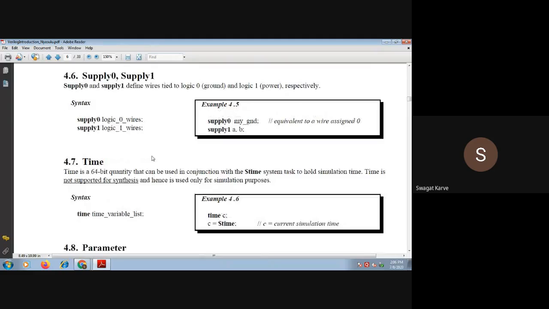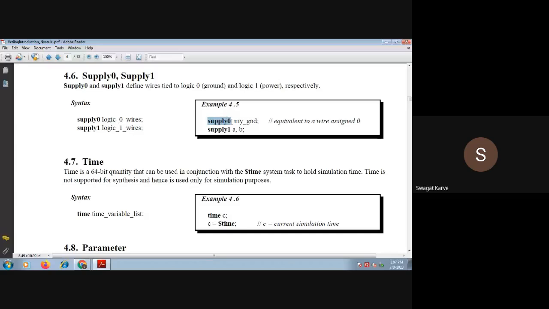Then next one is supply 0 and supply 1. Now what is supply 0 and supply 1? This supply 0 and supply 1 defines wires that are tied to logic 0 and logic 1. That means logic 0 means ground and logic 1 means power. So how can you use supply 0 and supply 1? Simply write supply 0 or supply 1 and your variable. That means A and B are at logic 1.